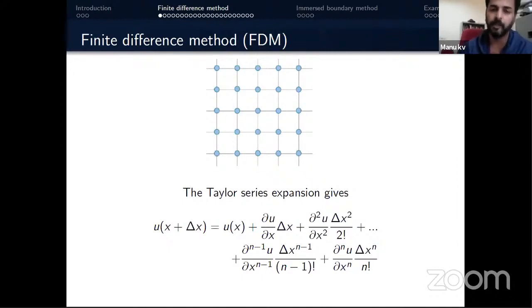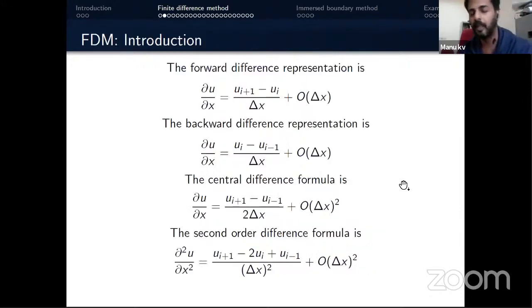Okay, for example, these are some of the schemes which we can use for starting purpose. This is the basics part of the finite difference method, the discretization of the first order derivative and the second order derivative. There are different ways to get an expression for partial u by partial x, the first order derivative of velocity. The first one is the forward difference representation.